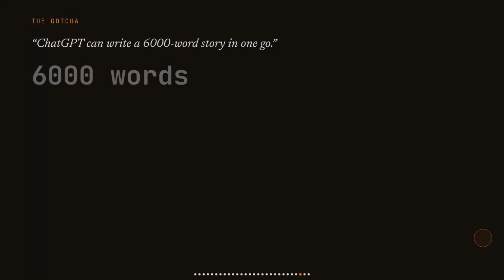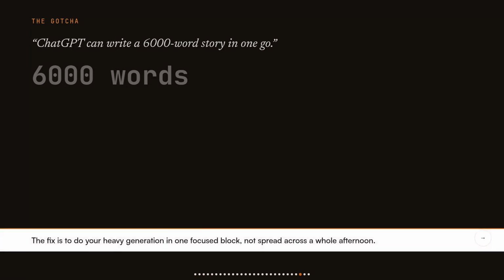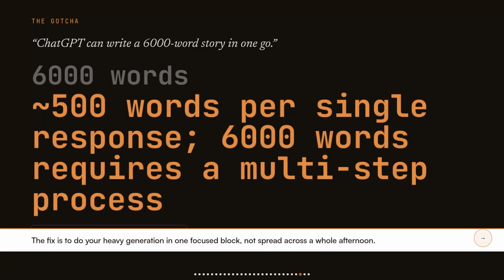Alright, here's the one nobody puts in tutorials. On Plus, with GPT 5.5, Instant, you're capped at 160 messages per 3 hours. And if you're using the outline to chapters to revise flow for a long story and you hit that cap mid-session, your whole workflow stops cold. The fix is to do your heavy generation in one focused block, not spread across a whole afternoon.